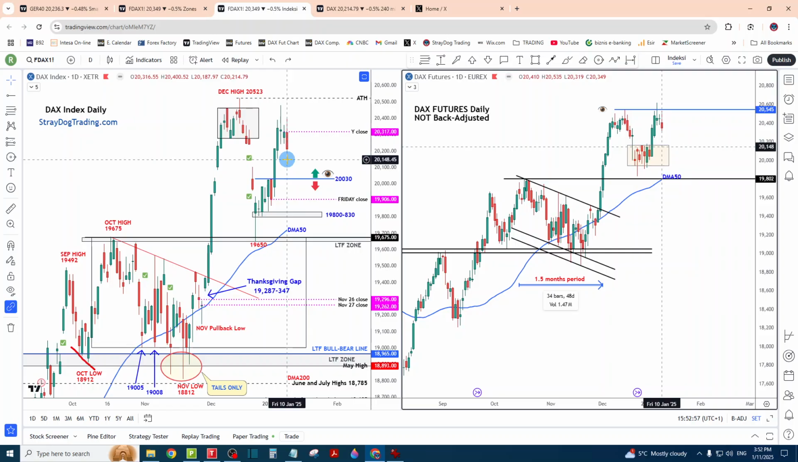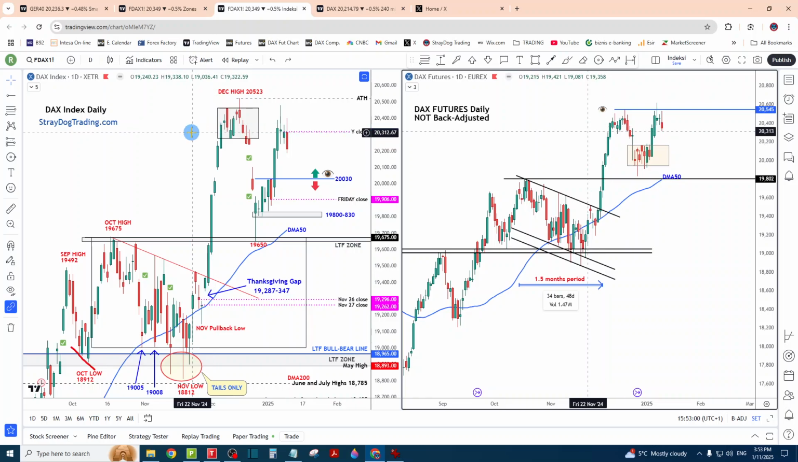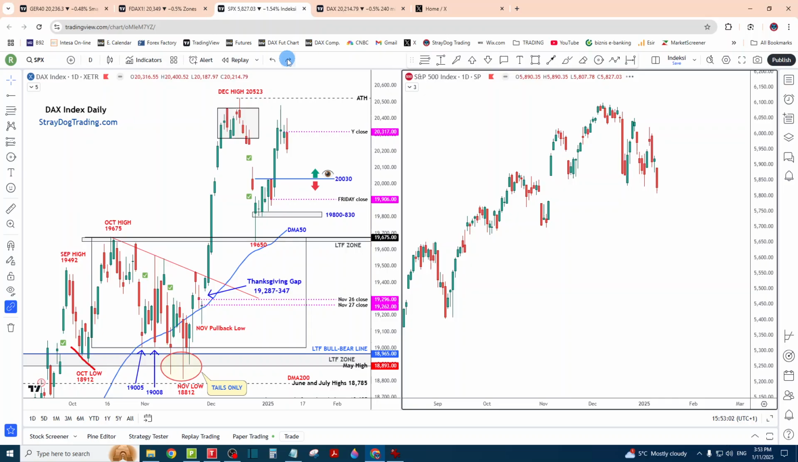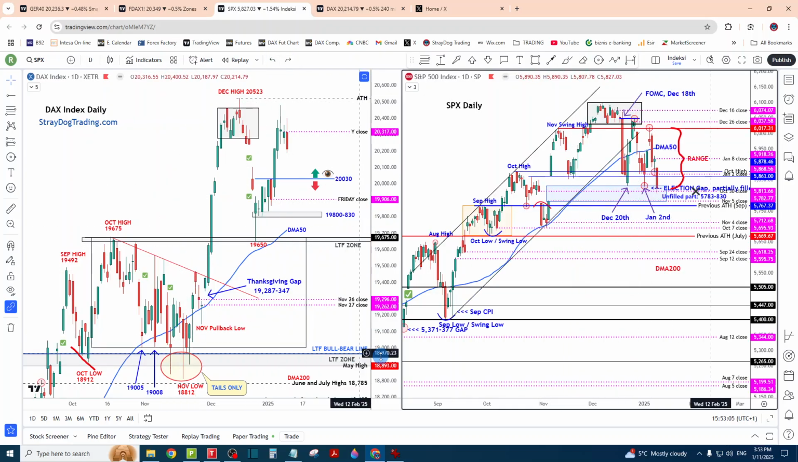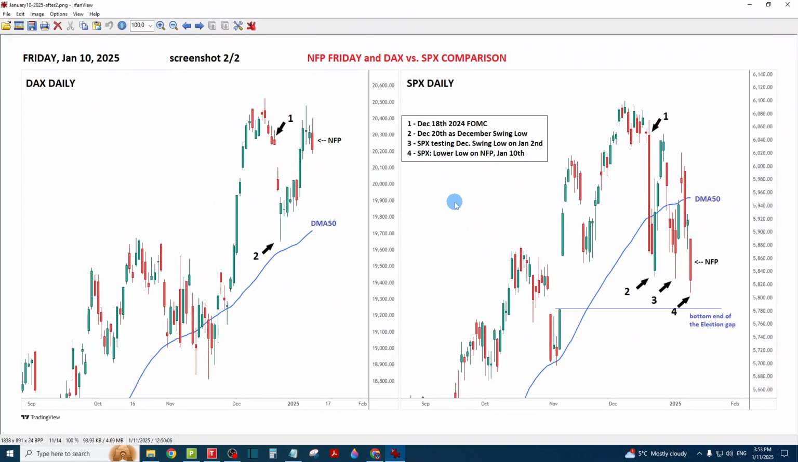Now when we observe DAX with other markets, when we compare them, and especially with the S&P like this, then you can observe even on this chart with many references on it that there is a significant difference between DAX and the S&P. I have already posted the clean chart on X, and it is looking like this. So this is the FOMC move from December 18th. Very big candle on the S&P. It went down, made the December swing low the same day as DAX.